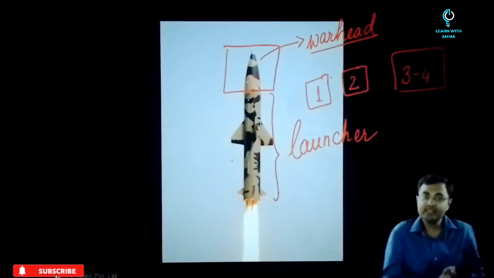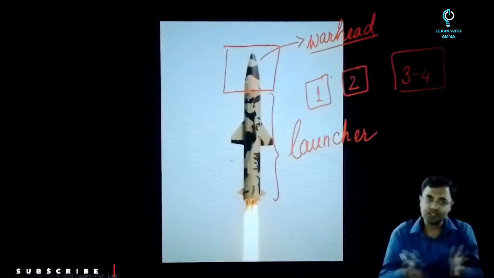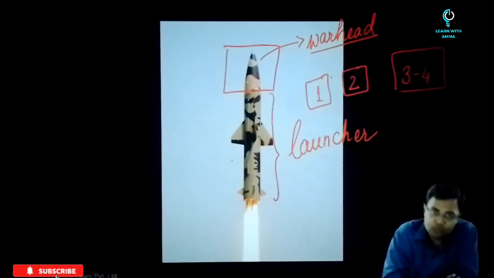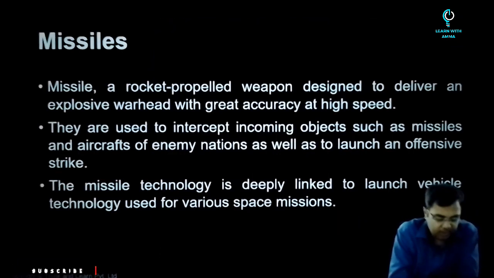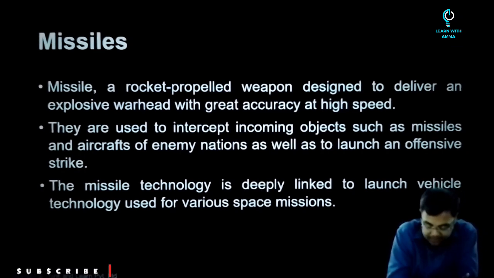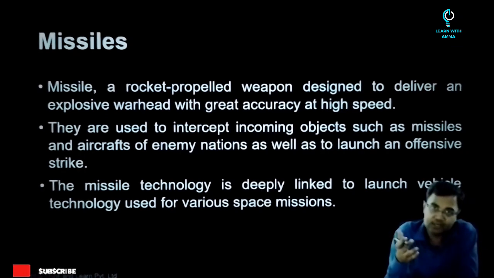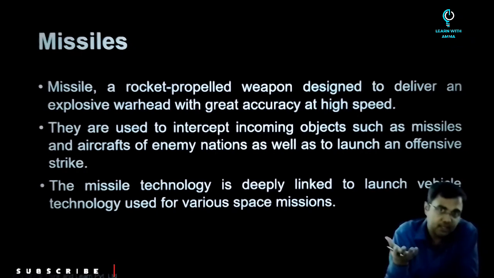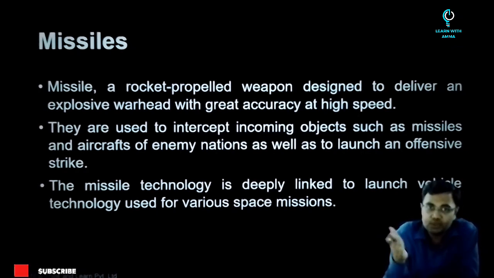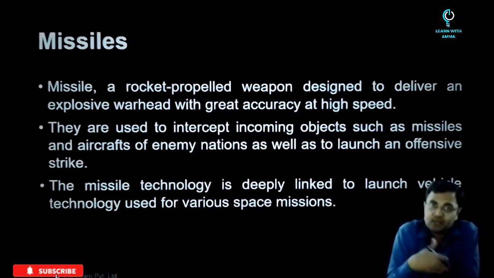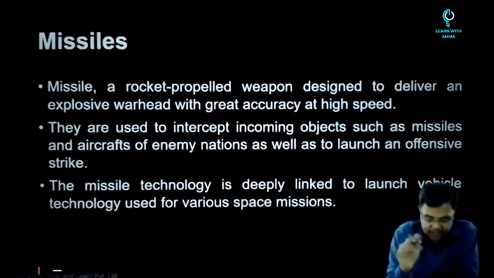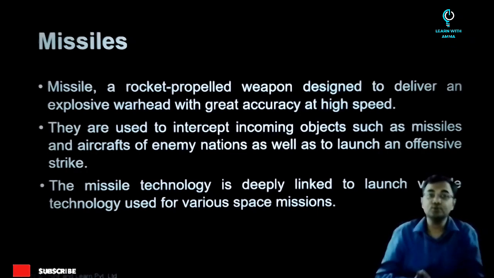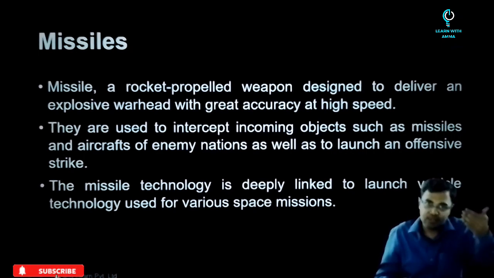So this is what we normally see with the missiles, and this is the basic structure, although there are different variants of the missiles and we'll have a discussion on that. When we talk about the missiles, they are either used to intercept incoming objects such as missiles or aircrafts of the enemy, or they would be used to launch an offensive strike towards an enemy, right? So these are two ways in which we use the missiles, either as a defense or as an offensive. So it's not always to destroy an enemy target. Many a times it is also to defend ourselves against something which is incoming.